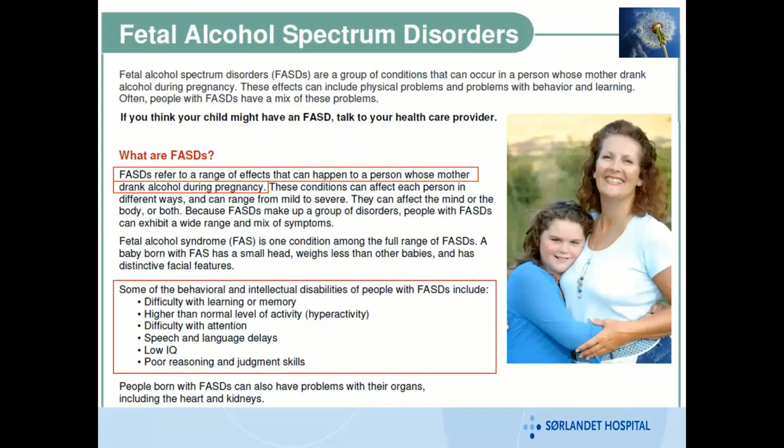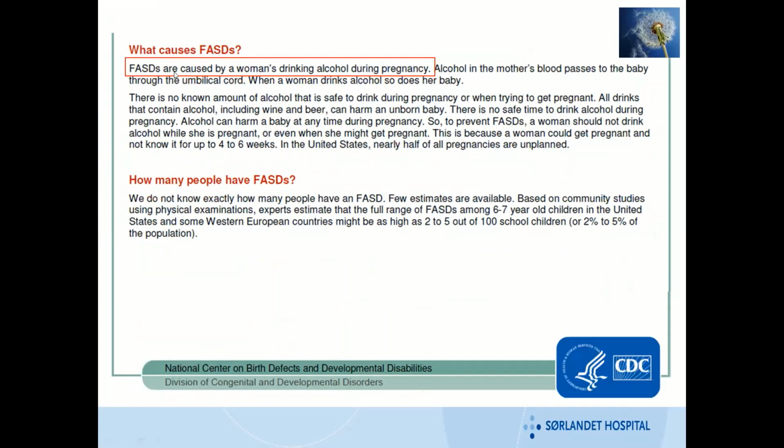So what is FASD? This is from the CDC webpage, showing that it says FASDs refer to a range of effects that can happen to a person whose mother drank alcohol during pregnancy. So it's quite diffuse, I think. It could happen, but on the next page it says FASD are caused by a woman's drinking alcohol during pregnancy. And that's some of the problem, because it's very seldom one cause for the child's clinical picture. The developing brain is influenced by a lot of risk factors, both prenatally, in the neonatal period, and postnatally.